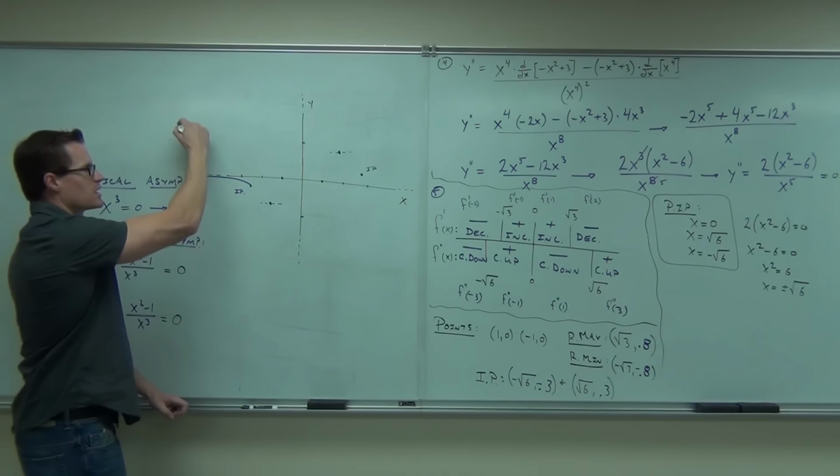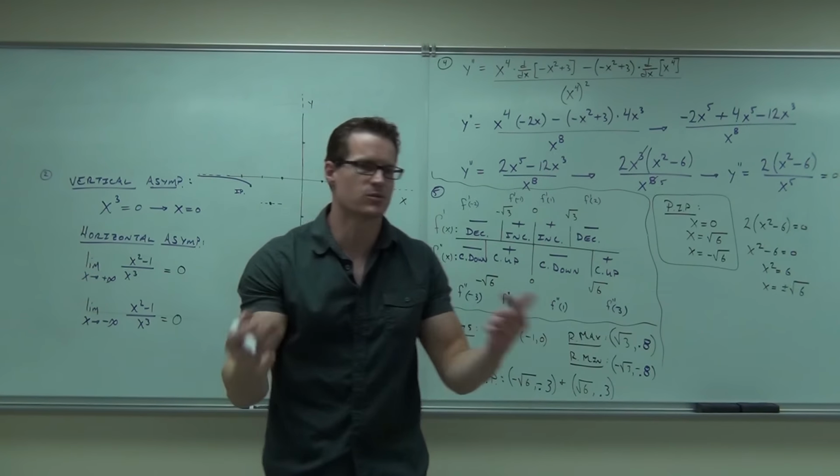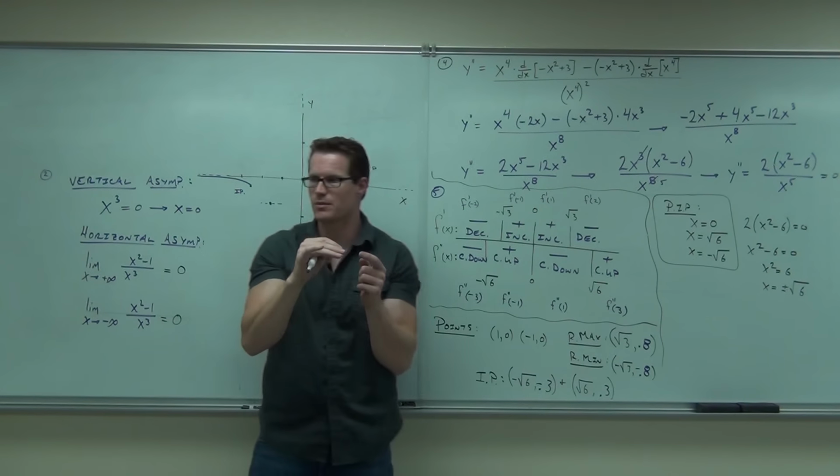If you're decreasing concave down up here, you fail the asymptote. You have to be with the asymptote. That's why asymptotes are important. It says you're going to be at that asymptote right there. You see what I'm talking about?